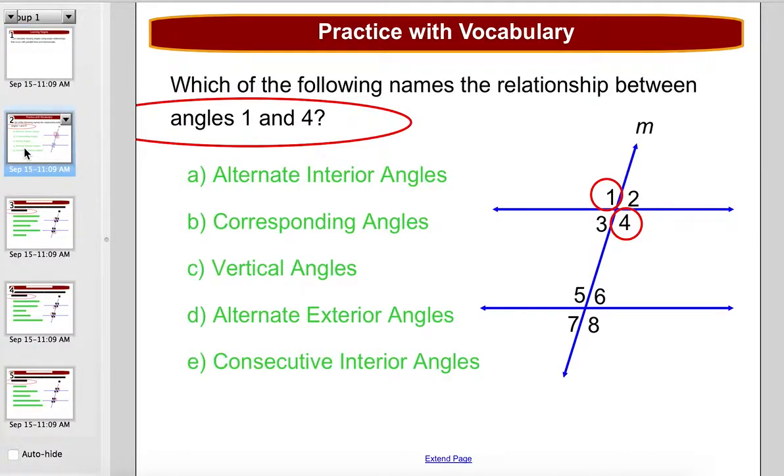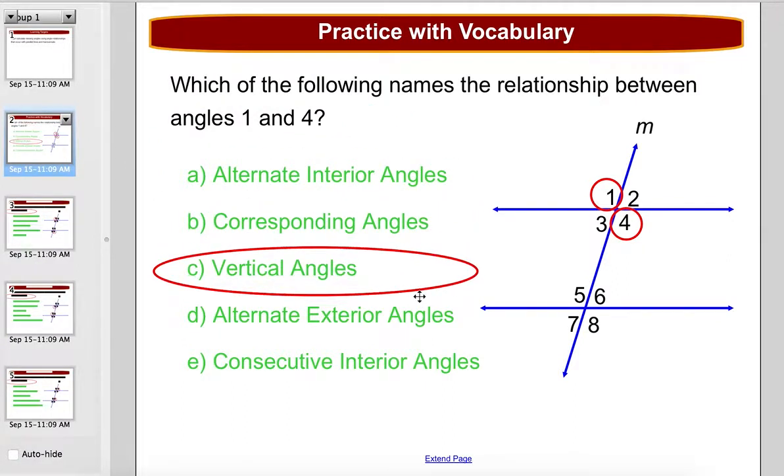Okay, so we're going to just start with some practice. You do not need to write this down because we have done it before, but it's a good start to the lesson. So it says, which of the following names the relationship between angles 1 and 4? So what I did ahead of time is I circled these angles, and these are my options. So if we can go through it, I noticed that they're not interiors, they're not corresponding. Could they be verticals? Yeah, they're vertical angles. So that's one of our old angle relationships. So that is the answer.